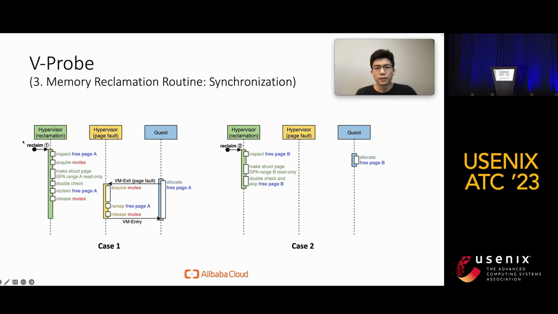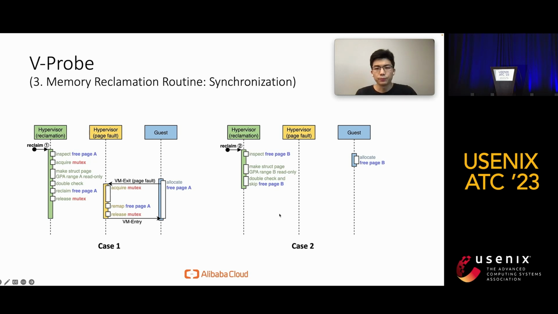The green part is the hypervisor's reclamation logic, and the yellow part is the hypervisor's page fault logic, and the blue part is the guest memory allocation logic. In reclaim 1, if the guest allocates a free page after the hypervisor makes the struct page GPA range read only, it will trigger page faults, and the mutex will prevent the page fault handler from fixing the memory mapping before the hypervisor finishes reclamation. This guarantees the atomicity of the memory reclamation process and the page fault handling.